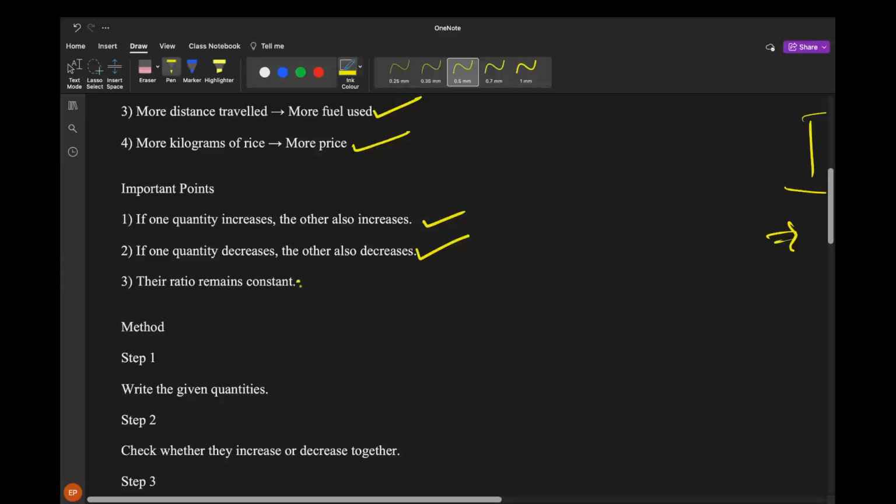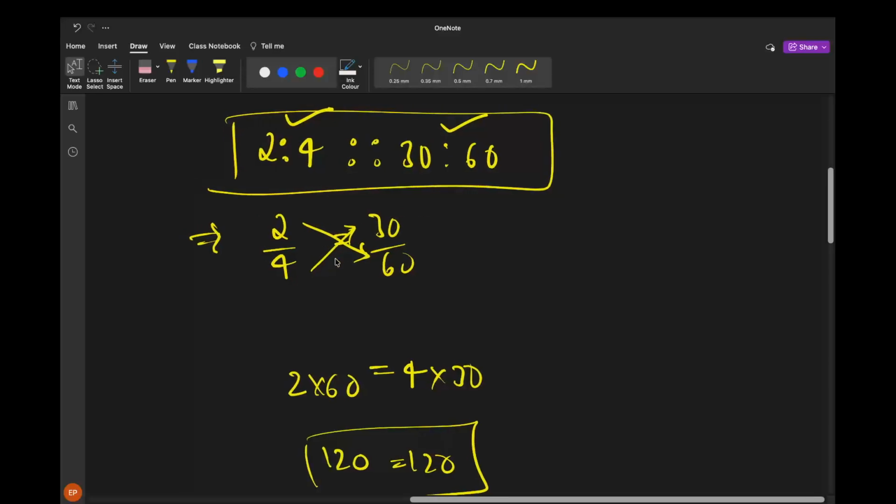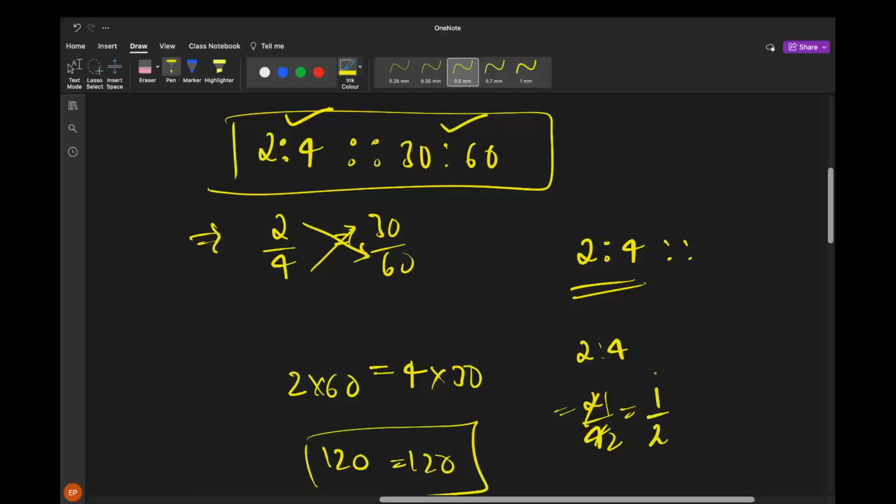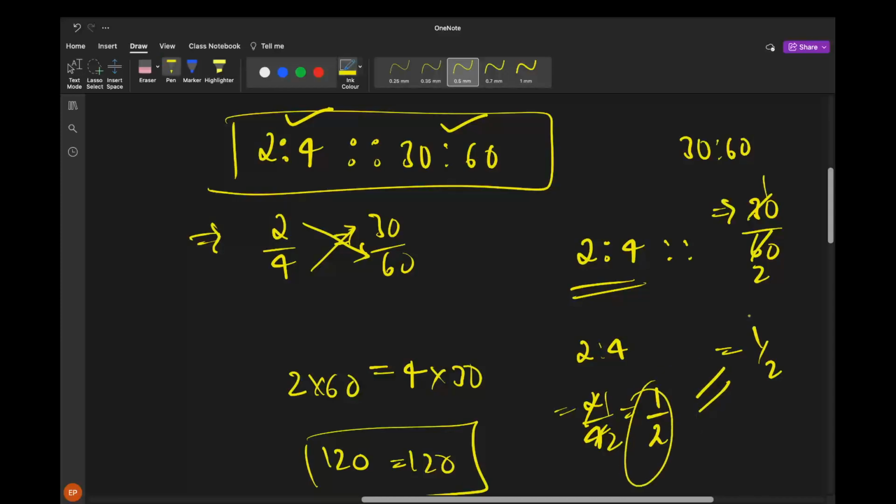The ratio remains constant. Means here 2:4. What is the ratio? 2:4 means 2/4, which simplifies to 1/2. What about 30:60? Let me simplify it. 30/60, which is also 1/2. These two should be equal, constant. If you increase anything, the simplified ratio should be constant.